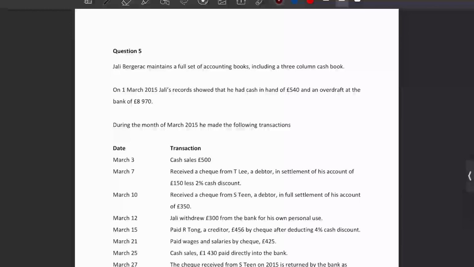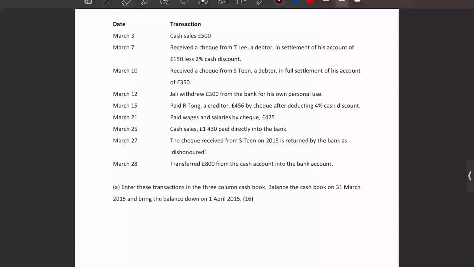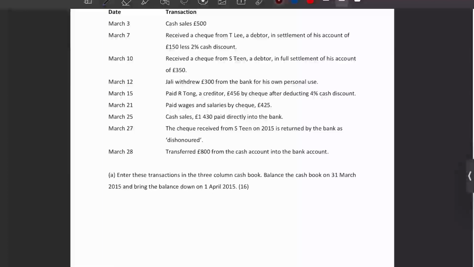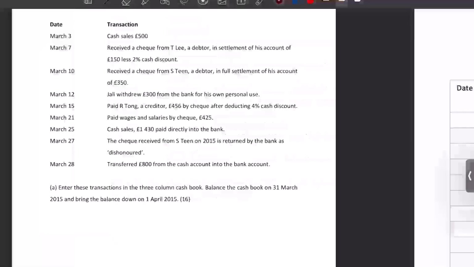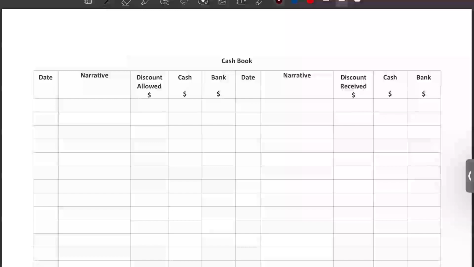JB maintains a full set of accounting books, including a 3-column cash book. On 1st March 2015, Jay's records showed that he had cash in hand of 540 and an overdraft at the bank of 8970. And they have given you some information. Look at the requirement. Enter these transactions in a 3-column cash book, balance the cash book and bring the balance down. How many marks? 16 marks to do this. On the other page, the examiner will always format the cash book and give it to you. This will always be formatted and given, right?